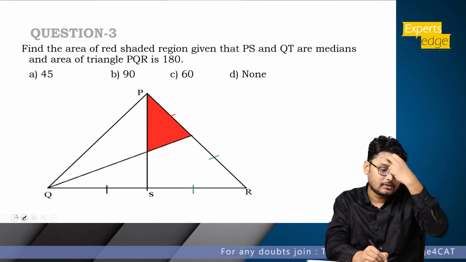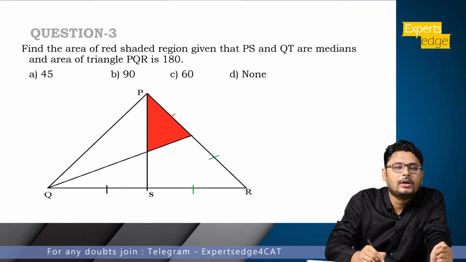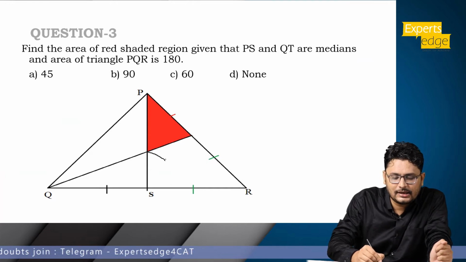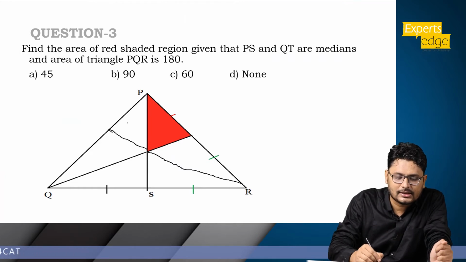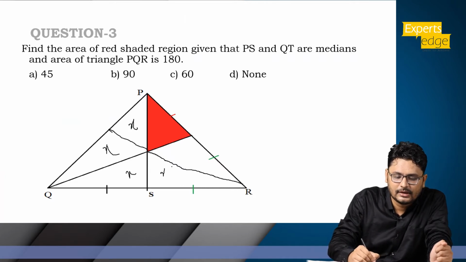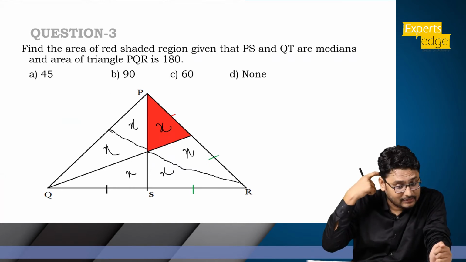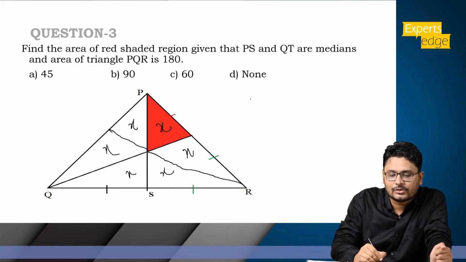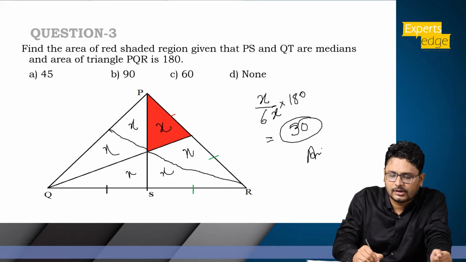Second question, what is it asking? Find the area of the red shaded region. तभी हमने देखा था अगर मैं सारे मीडियंस connect कर लूं, so it divides the triangle into 6 equal parts. So let me connect it. So अगर ये मेरे मीडियन हैं, so ये सारे areas equal होंगे, right? So ये होगा मेरा x, ये भी x, ये भी x. So basically 6 equal parts. So I can say अगर complete area of the triangle 180 है, and what is he asking? Area of the shaded region. So shaded region is nothing but x out of 6x into 180. So basically it's nothing but 30.